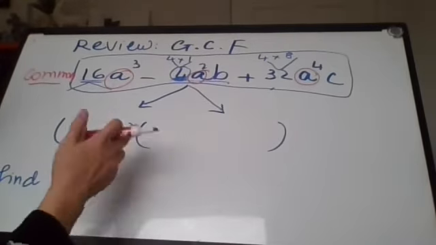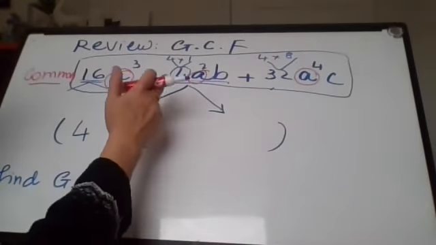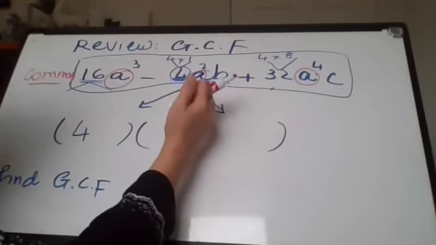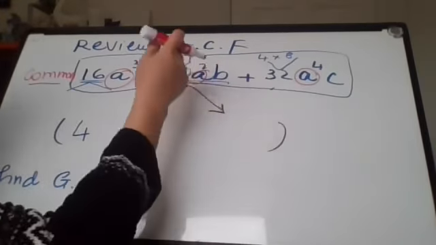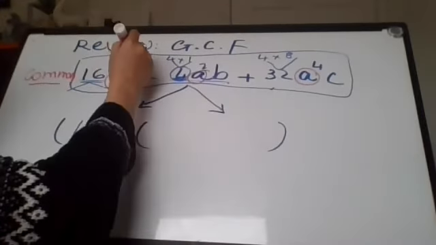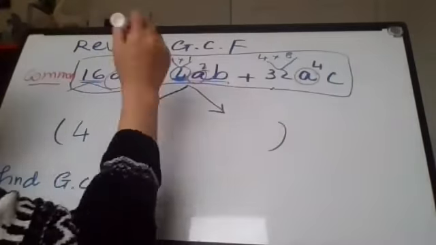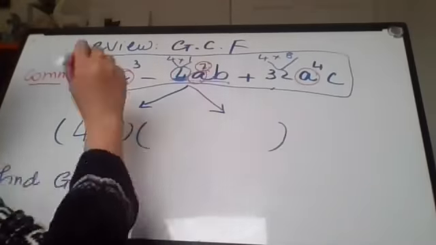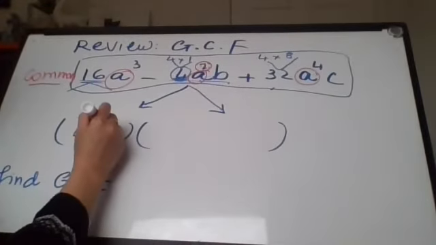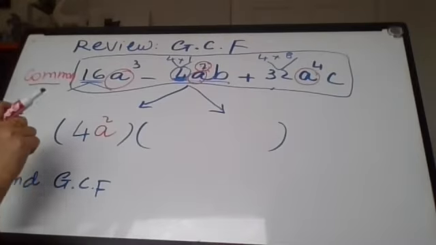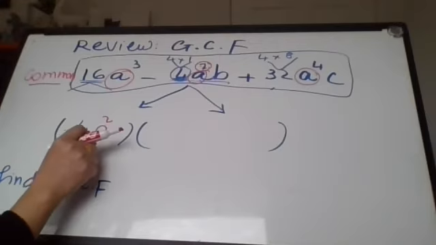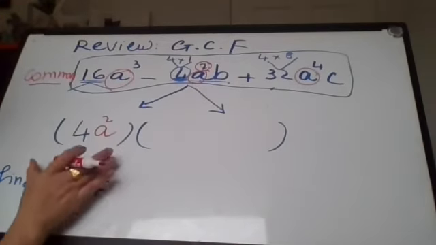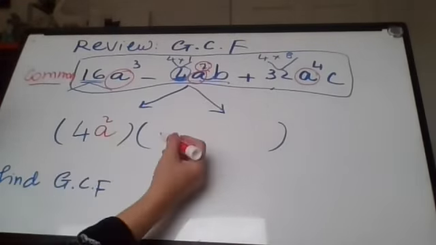And so we have 4 as the greatest common factor for the number. Now, for the letter, we choose the same letter, but also we choose the least power, right? So let's check. This is power 2, this is power 3, this is power 4. Of course, the least power is a square. This is the least power, so we put here a square. So we pull out the number greatest common factor, we pull out the letter common factor and the least power. We put it in the first bracket. Now we have to consider what number we put in the second bracket.